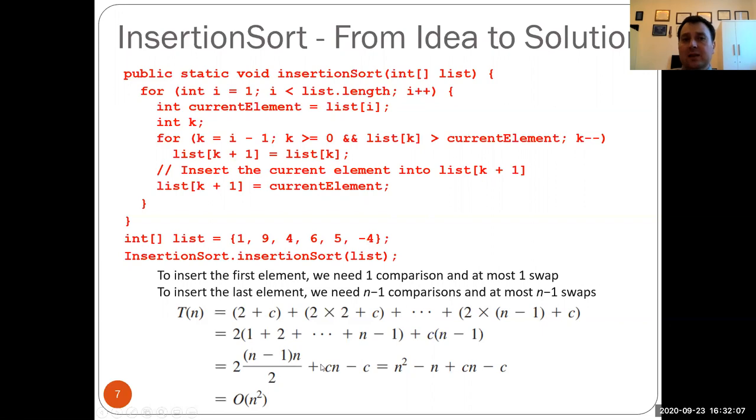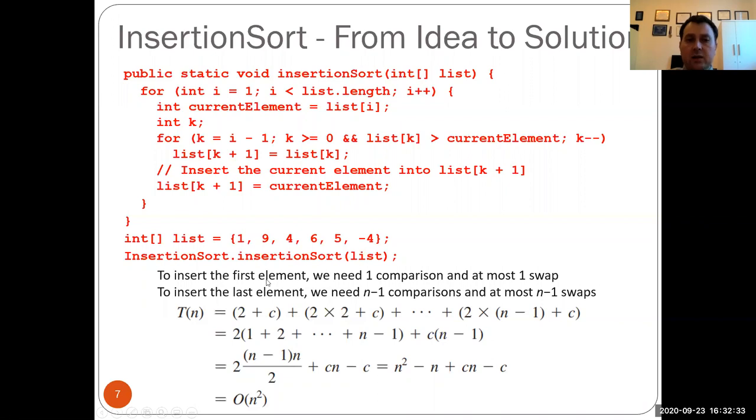Now, what's the time to execute for this algorithm, the worst time complexity? The best time complexity is when the elements are already sorted. So every time you compare an element with the previous element, it is greater, and then you are in the right order. So best time complexity is O of n. Worst time complexity is the following.